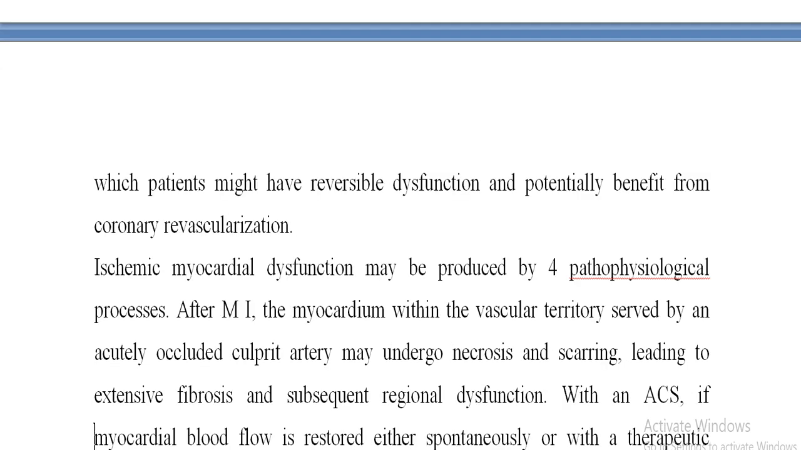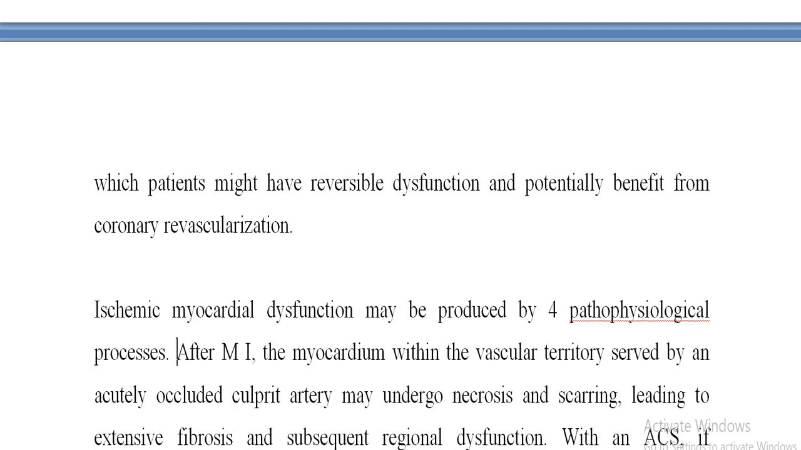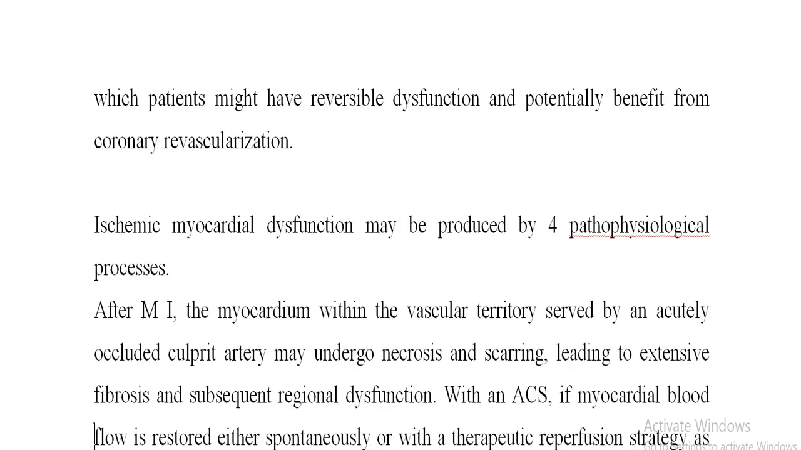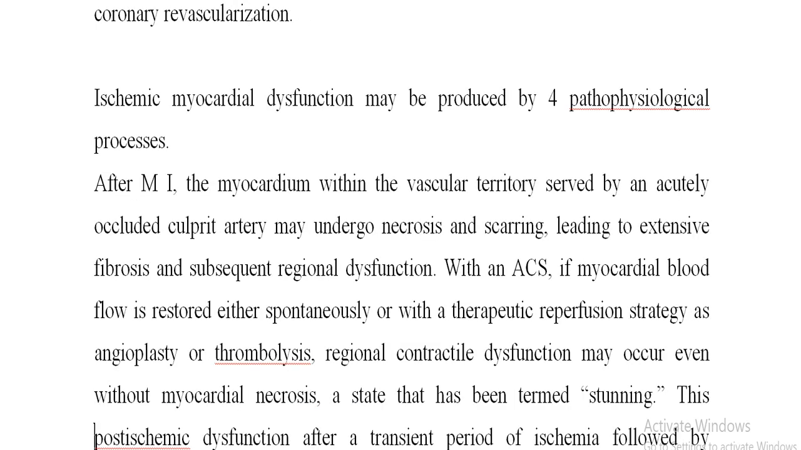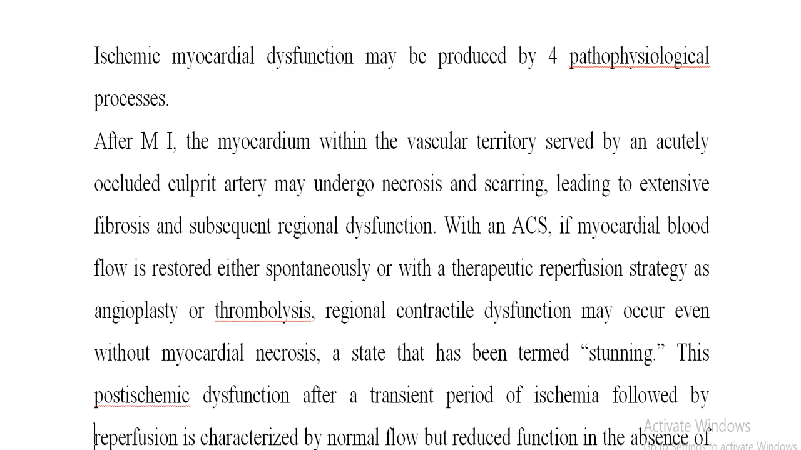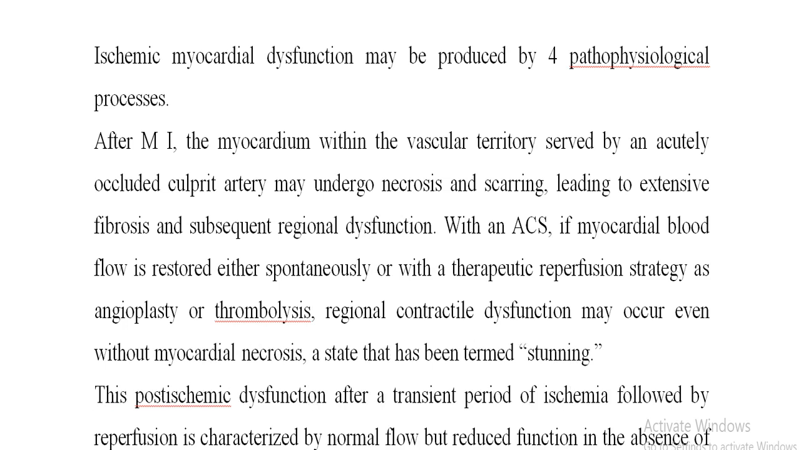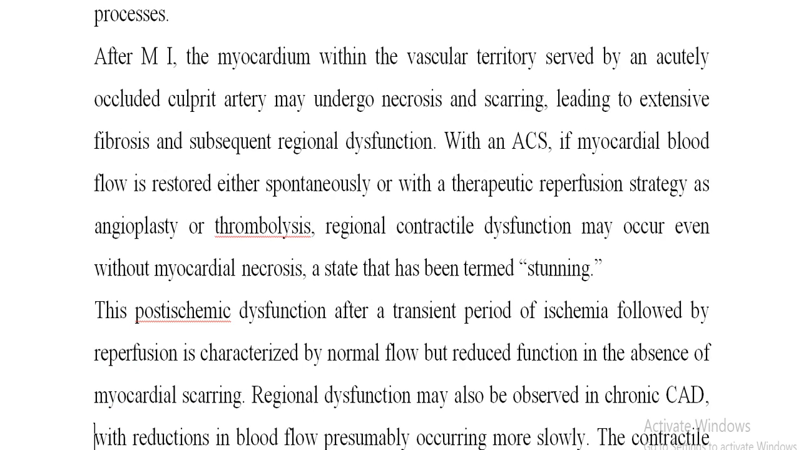Ischemic myocardial dysfunction may be produced by four pathophysiological processes. After MI, the myocardium within the vascular territory served by an acutely occluded culprit artery may undergo necrosis and scarring, leading to extensive fibrosis and subsequent regional dysfunction. With an ACS, if myocardial blood flow is restored either spontaneously or with a therapeutic reperfusion strategy such as angioplasty or thrombolysis, regional contractile dysfunction may occur even without myocardial necrosis, a state that has been termed stunning. This post-ischemic dysfunction after a transient period of ischemia followed by reperfusion is characterized by normal flow but reduced function in the absence of myocardial scarring.